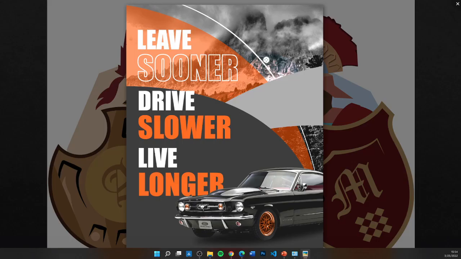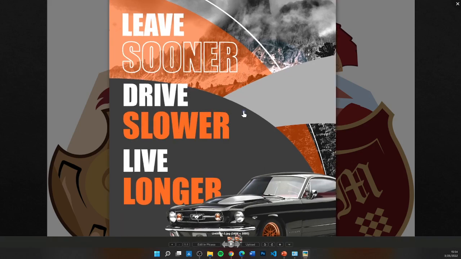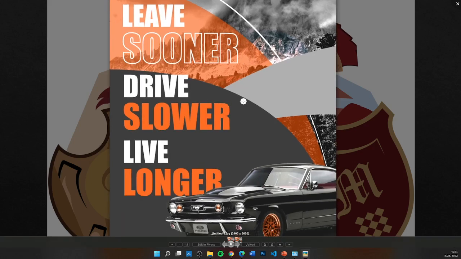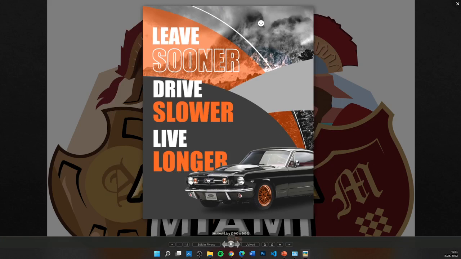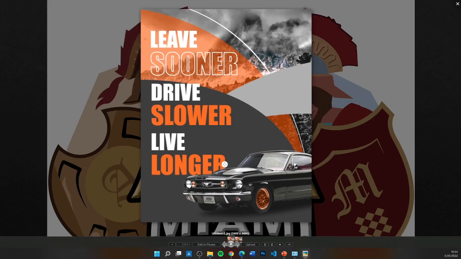But this is considered asymmetric balance, meaning the left side and the right side are not equal. But why is it still balanced? Let's try to imagine this picture is divided in half. Notice that on the left side, you'll get all of the letters, and on the right side, you get the car, if we're going to fold it. So that makes it balanced.